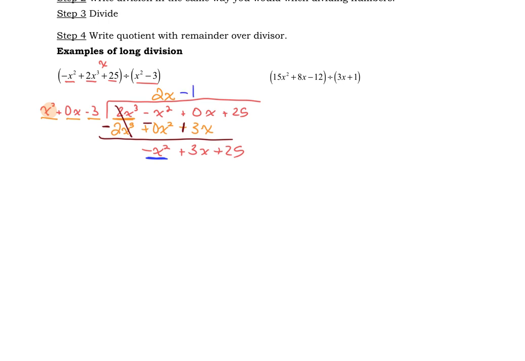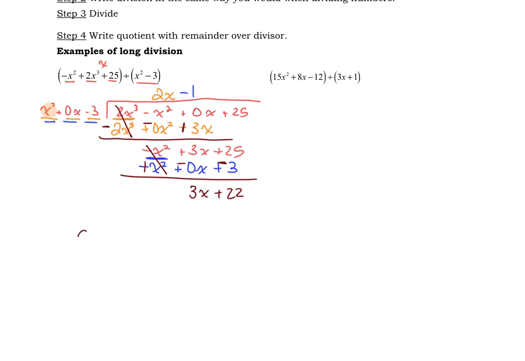Now I multiply everything over here by negative 1. So negative 1 times x squared is negative x squared. Negative 1 times 0 is still 0. And negative 1 times negative 3 is positive 3. Remember, we're going to draw our line and change all the signs. So this gives me 3x plus 22. X squared has a higher power, so I am done.